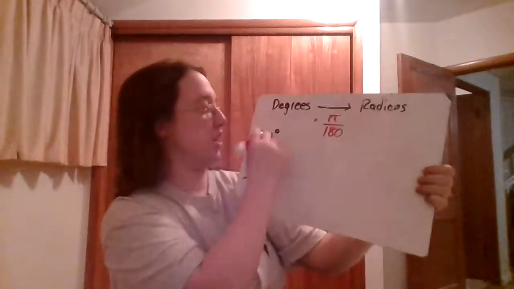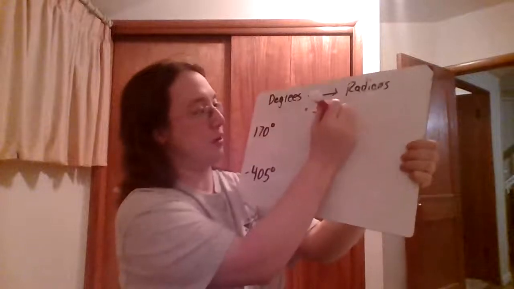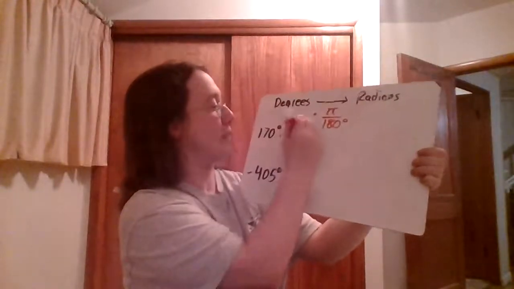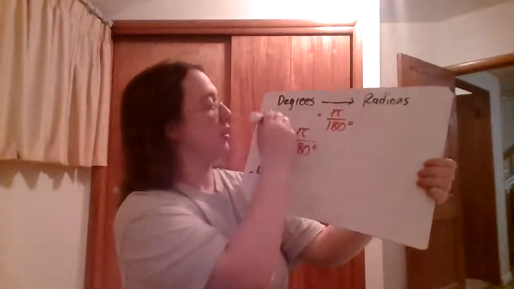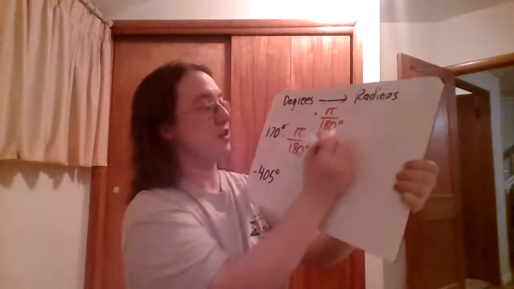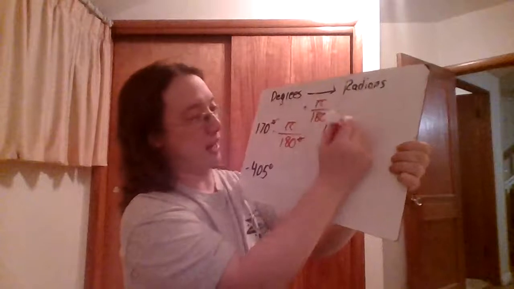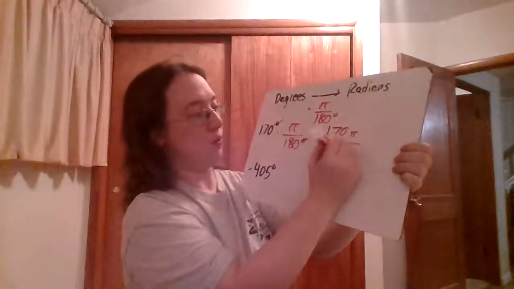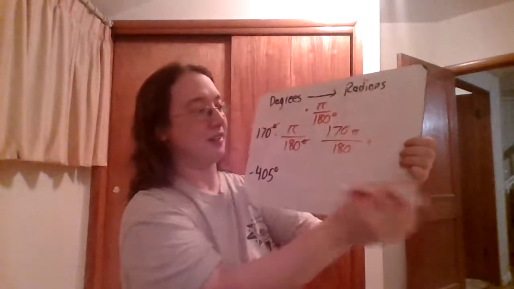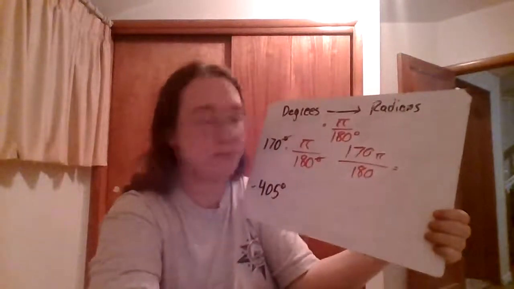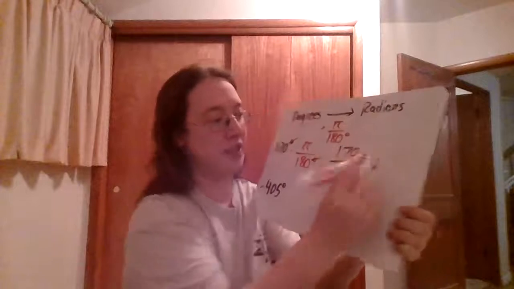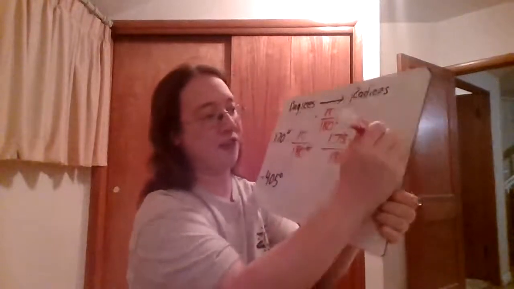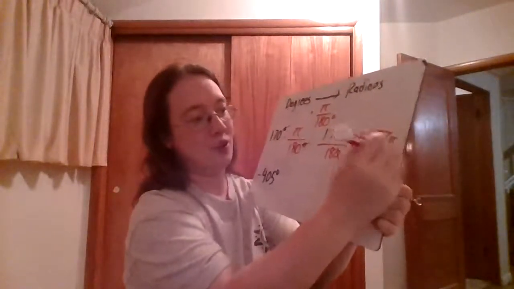So if I want to change 170 degrees to radians, we're going to take this times pi over 180 degrees. Your degrees are going to cancel each other out. So now we get 170 pi over 180. And then we're just going to reduce that. And if you happen to notice that since these both end in 0, we can just lop off that 0 and say this is 17 pi over 18.